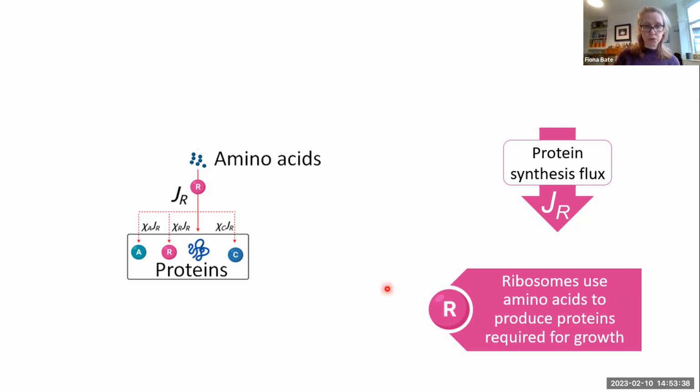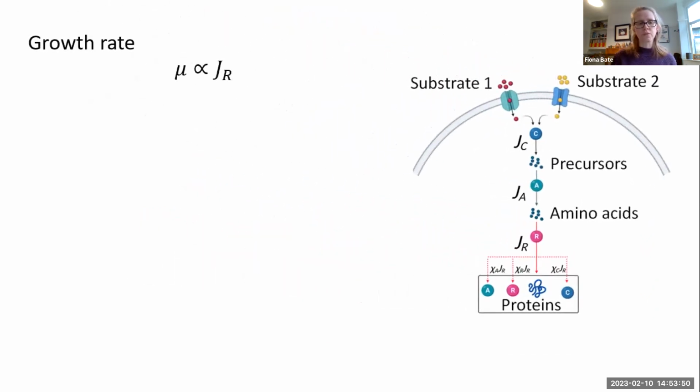Okay, so the total protein synthesis flux, which is JR, will be related to the growth rate of the microorganism. In our model, we assume that it's directly proportional to the protein produced. And this is based on experimental evidence that the total protein mass as a fraction of the total biomass is relatively constant. So as you increase protein mass, the biomass increases at the same rate. So we take the growth rate to be proportional to the protein synthesis flux.